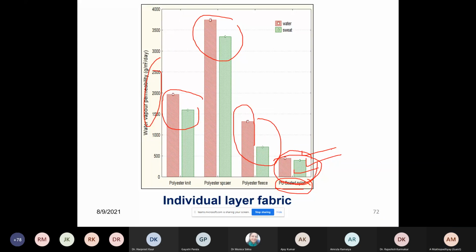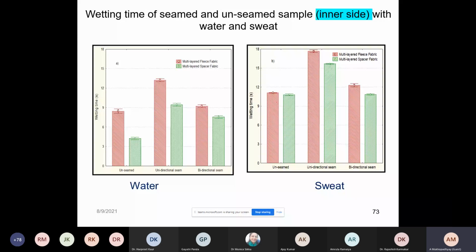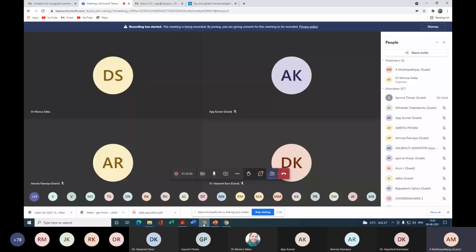Again, if you see the waiting time, greater is better or lower is better? Any reply from your side? Waiting time, greater is better or lower is better? Hope all of you are attending. Any reply based on my lecture? So lower is better. Yes, sir, lower is better. Lower means what? Lower waiting time means? Sir, if we have more time to become wet, the sample fabric.